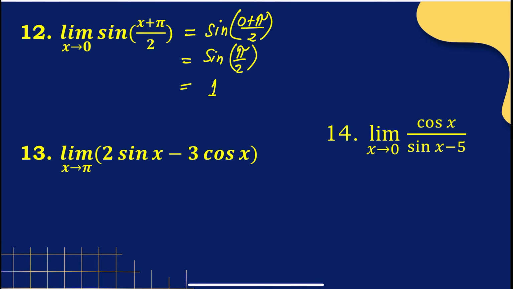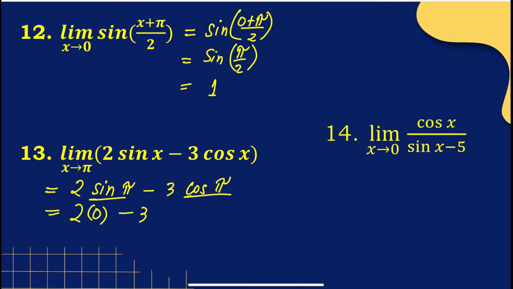Example number 13. The limit of 2 sine x minus 3 cosine x where x approaches pi. So evaluate 2 sine pi minus 3 cosine pi. Copy 2. Then find the value of sine pi. Sine pi is equivalent to 0, minus 3. Then what is cosine pi? Cosine pi is equivalent to negative 1.